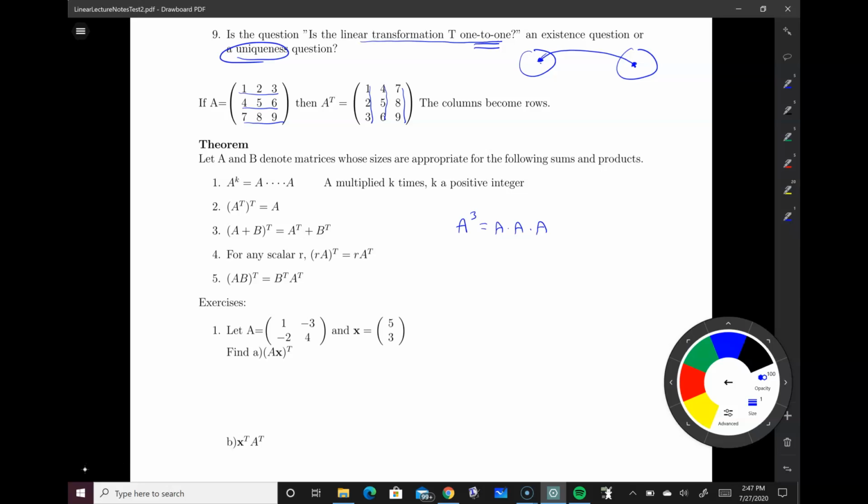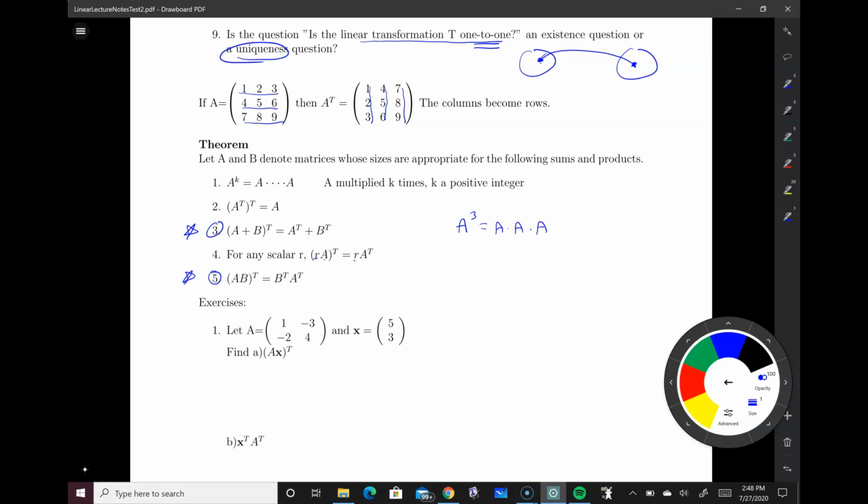So A transpose transpose gives you A back again. This is a biggie. This is something I need to make sure you know. A plus B, taking the sum of two matrices and transposing them, is the same as saying A transpose plus B transpose. Kind of think it almost is like bad math, right? But it's not. Taking a constant times a matrix and transposing it, the constant can come outside. And this is another biggie. If I have AB, the matrix AB transposed, it's the same as saying take the B matrix, transpose it, and multiply it times the A matrix transposed.